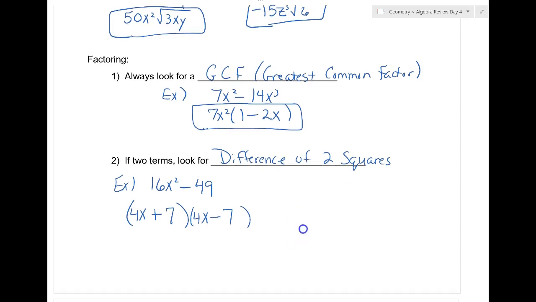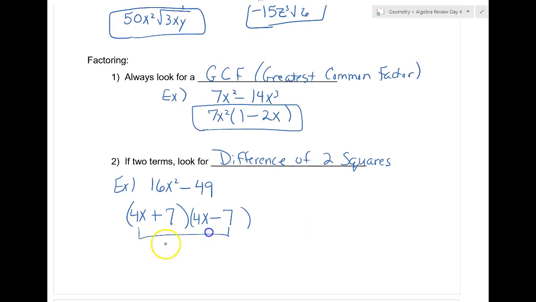Now, how do we know if we're right? Well, you can always still OI. Again, negative 28x, positive 28x. What do they add together to be? 0. So there's no middle term. We did that totally correct. And remember, those binomials have a special name. Those are called conjugate binomials.